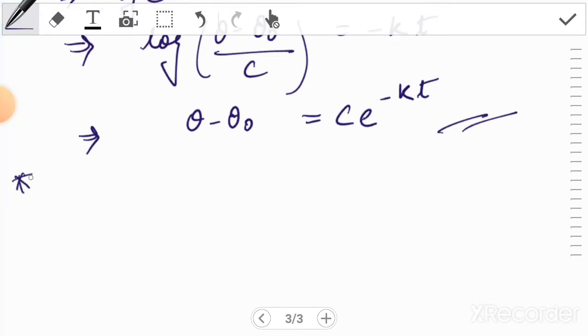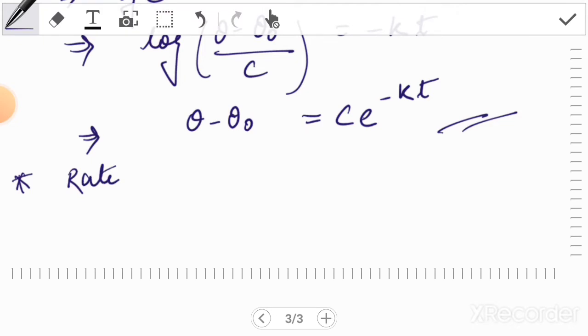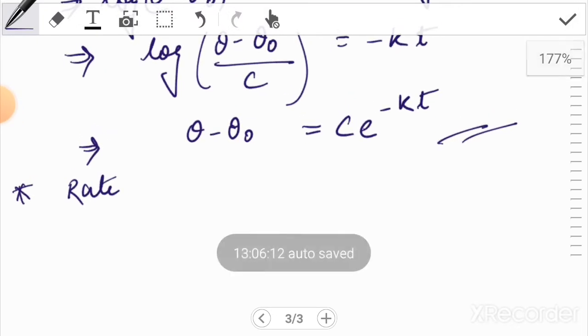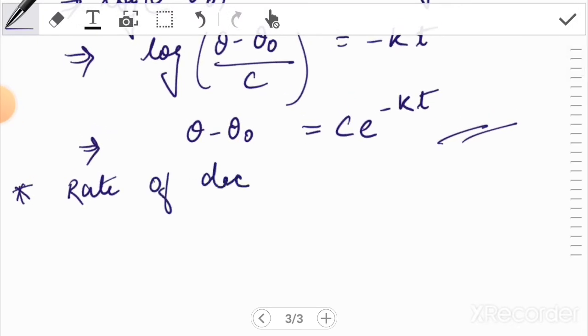Next is rate of decay of radioactive materials.